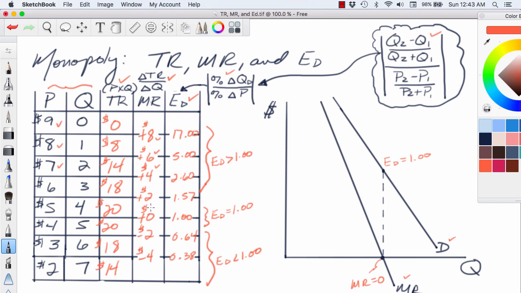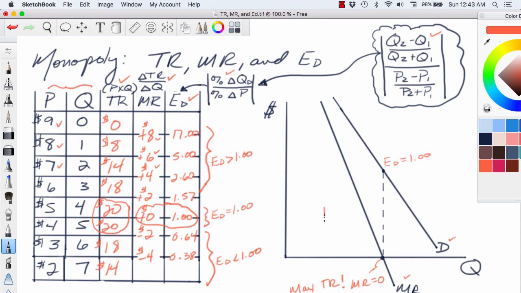Where MR is 0, the ED must be 1, right? That's also where we maximize our total revenues. So where MR is 0, we maximize total revenue. Okay? And that's the key idea. This is the point where we maximize revenues.